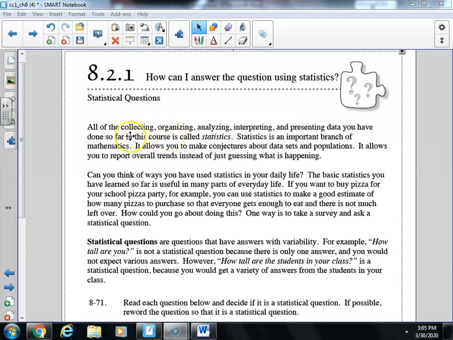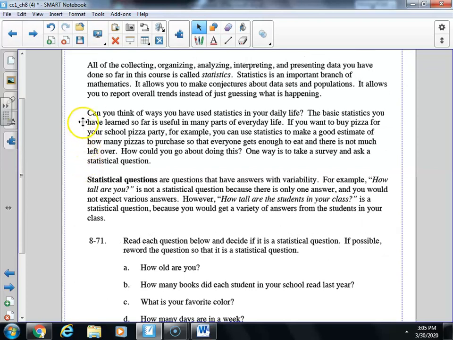Statistics is an important branch of mathematics. It also allows you to make conjectures about data sets and populations. It allows you to report overall trends instead of just guessing what is happening. Can you think of ways that you have used statistics in your daily life? The basic statistics you have learned so far is useful in many parts of everyday life.